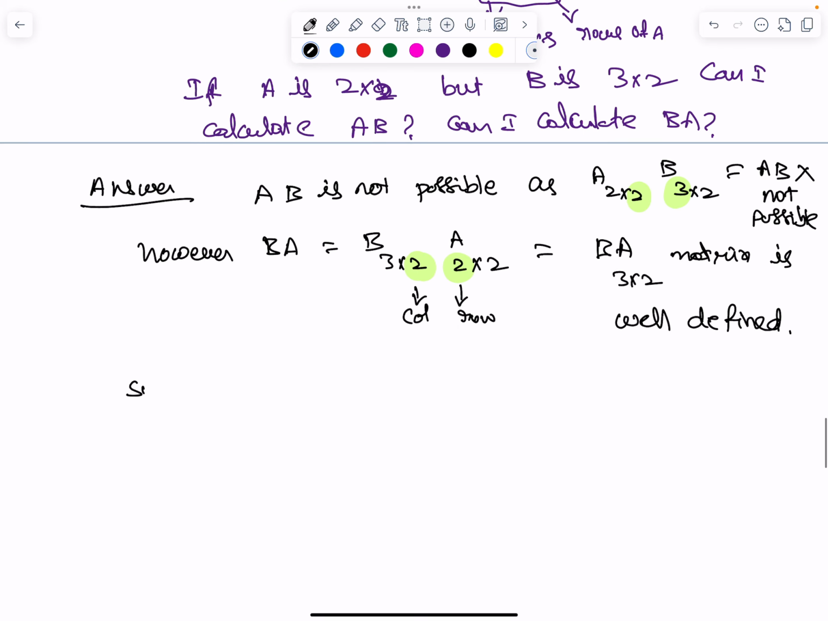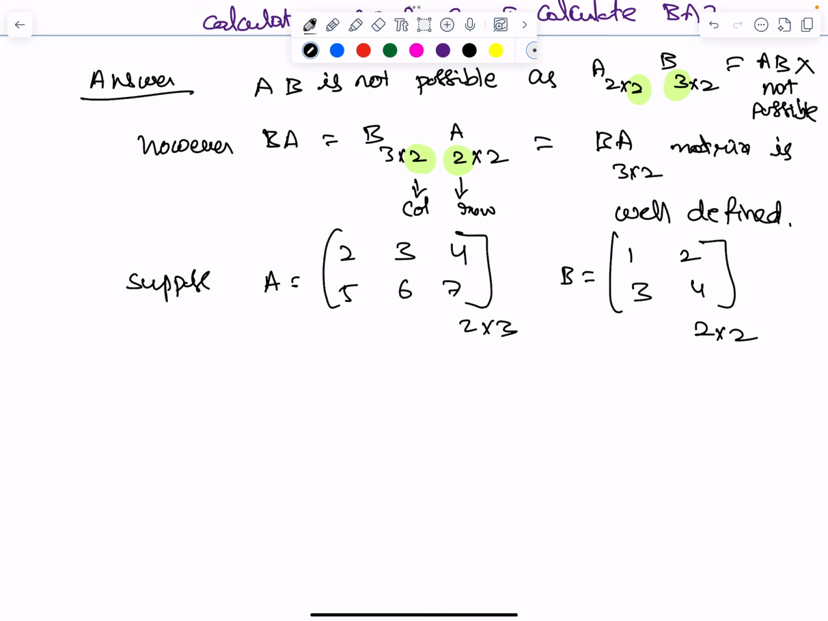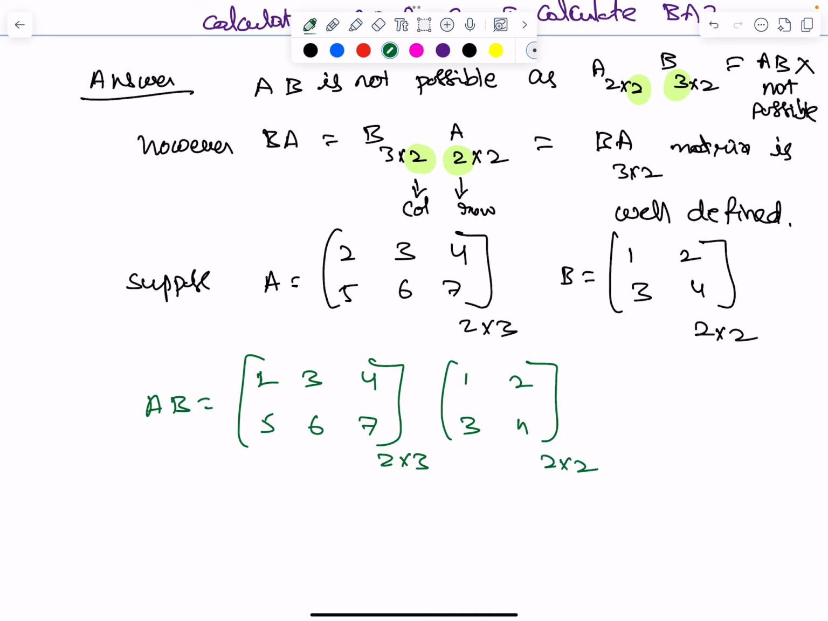Examples. Suppose A is 2, 3, 4, 5, 6, 7. It is a 2 by 3 matrix, and B is equal to 1, 2, 3, 4. It is a 2 by 2 matrix. Now I will tell you the reason for it. If I attempt AB, so 2, 3, 4, 5, 6, 7, that is 2 by 3, and 1, 2, 3, 4 I am having. This is 2 by 2. Why is it not mapping? Why is it not possible? You can check it easily.